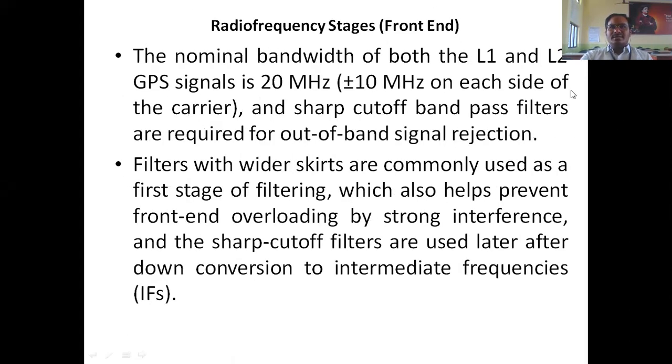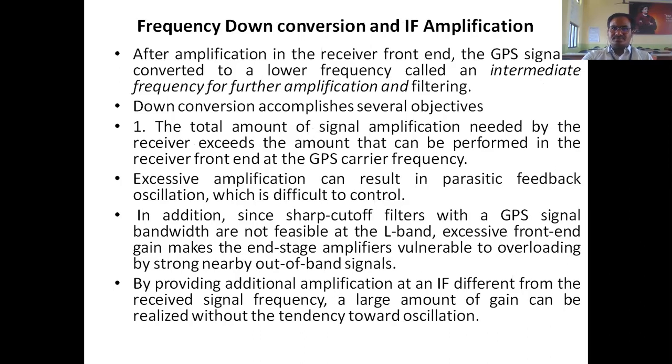Next, the bandwidth of the L1 and L2 GPS signals is 20 megahertz, that is, plus or minus 10 megahertz on either side of the lobe. Sharp cutoff bandpass filters are required for out of band signal rejection. The signal within the band is to be selected, and the out of band signal is to be rejected. So here we need filters with sharp cutoff frequencies.